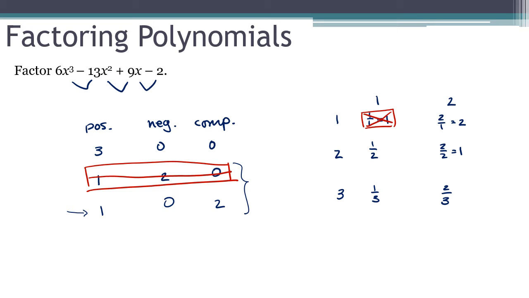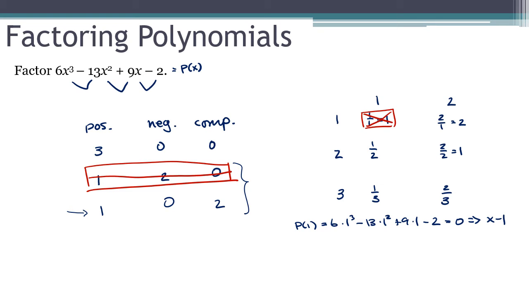All right, so if I take this thing and call this P of x, and evaluate P of 1, that's 6 times 1 cubed minus 13 times 1 squared plus 9 times 1 minus 2. That's 6 minus 13, that's minus 7. Plus 9 is plus 2. Minus 2 is 0. There you go. Awesome. So P of 1 is 0. Therefore, x minus 1 is a factor.